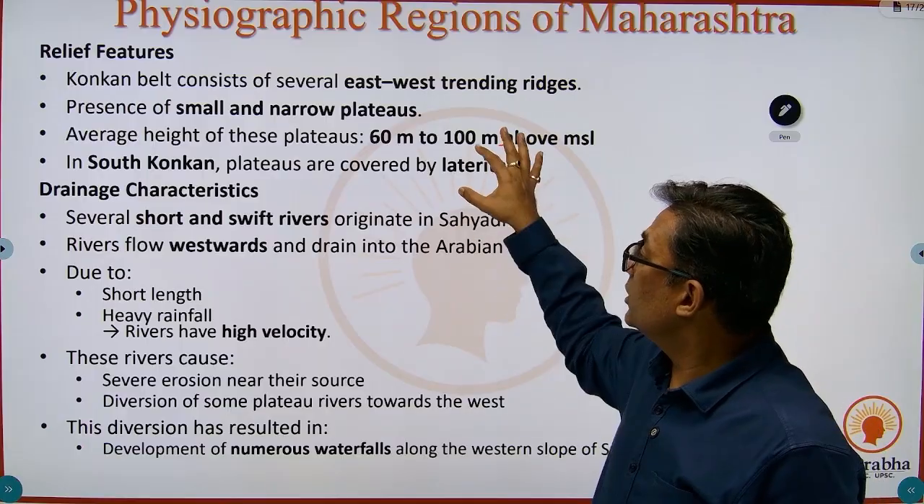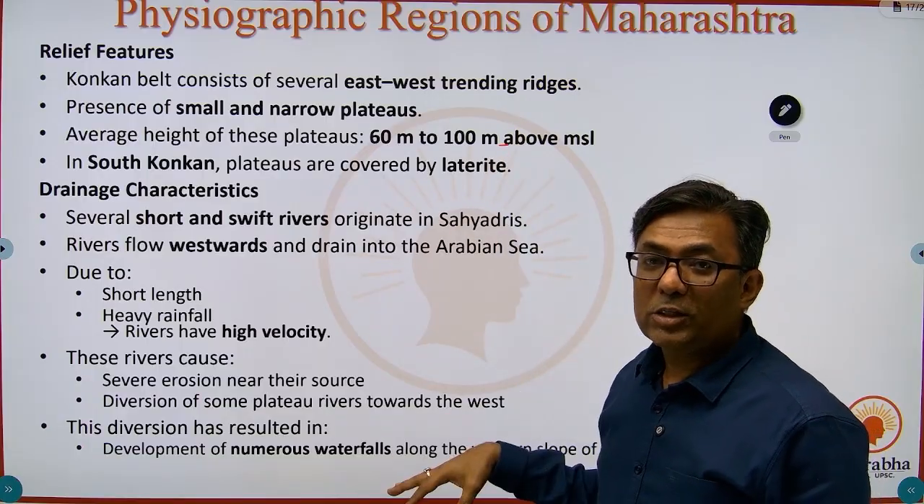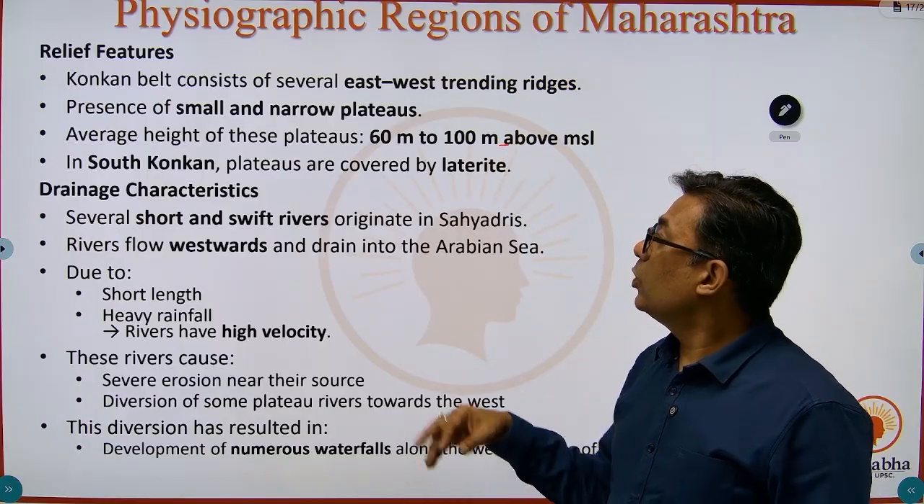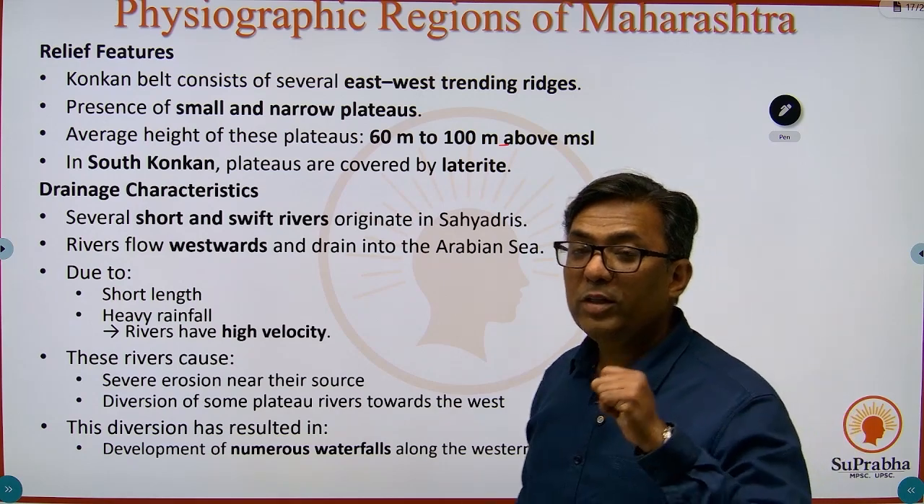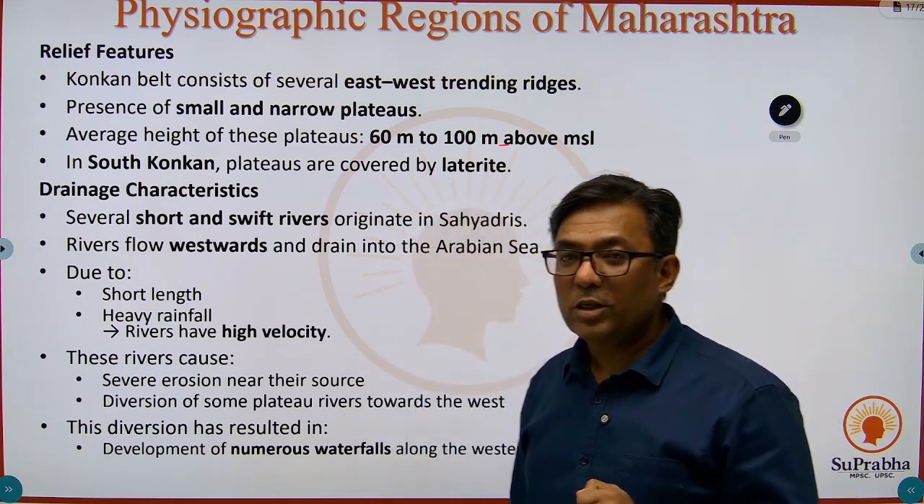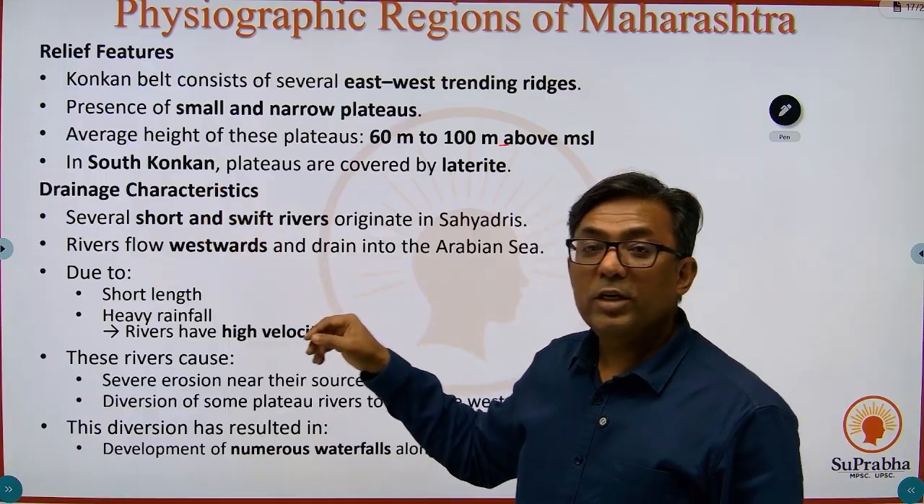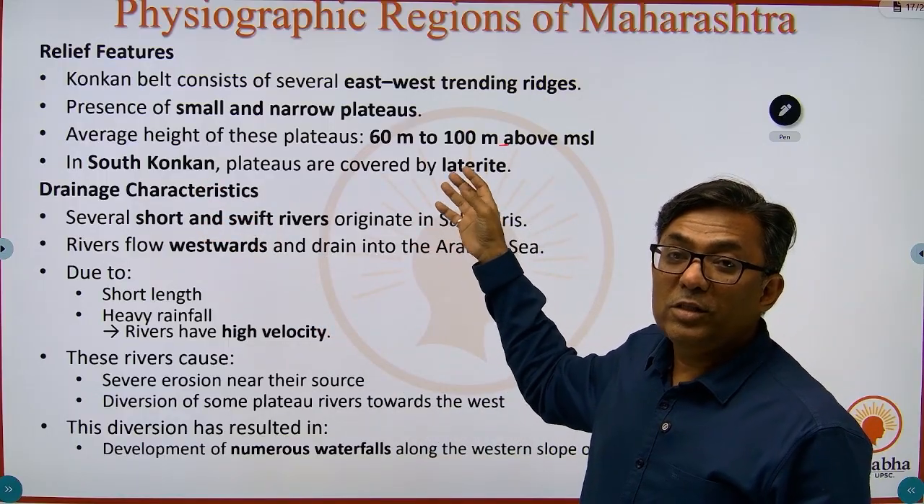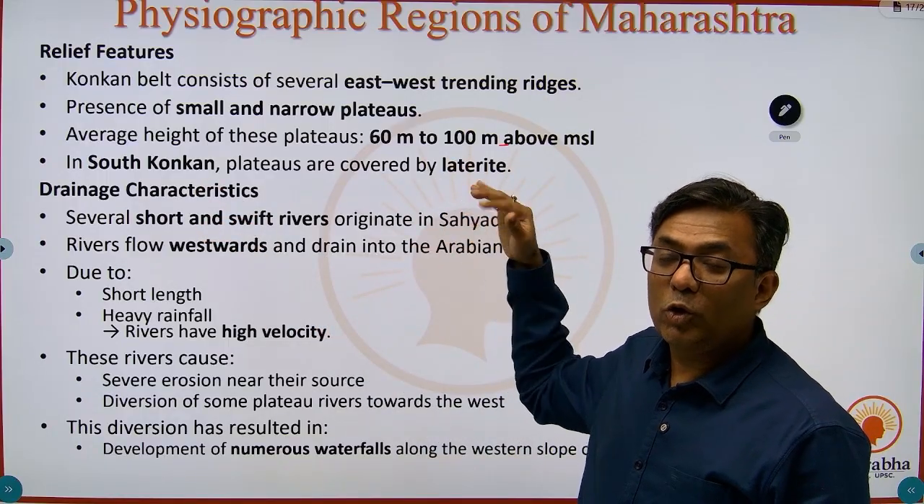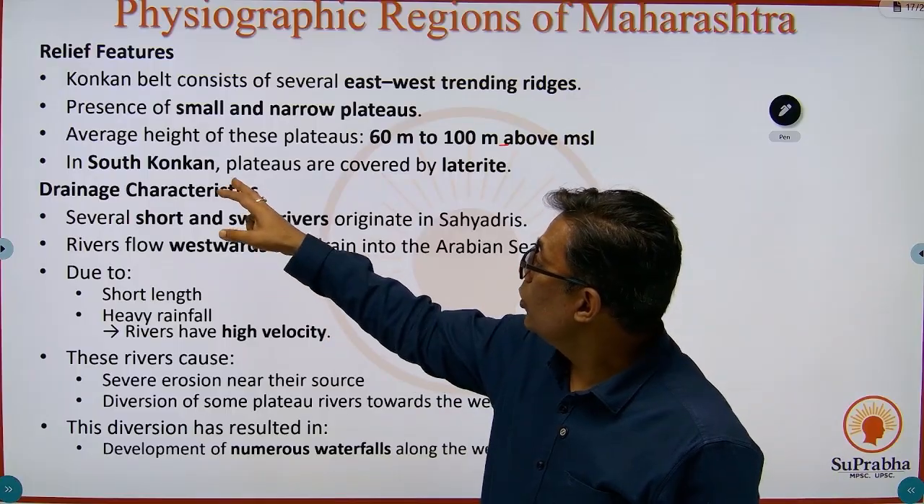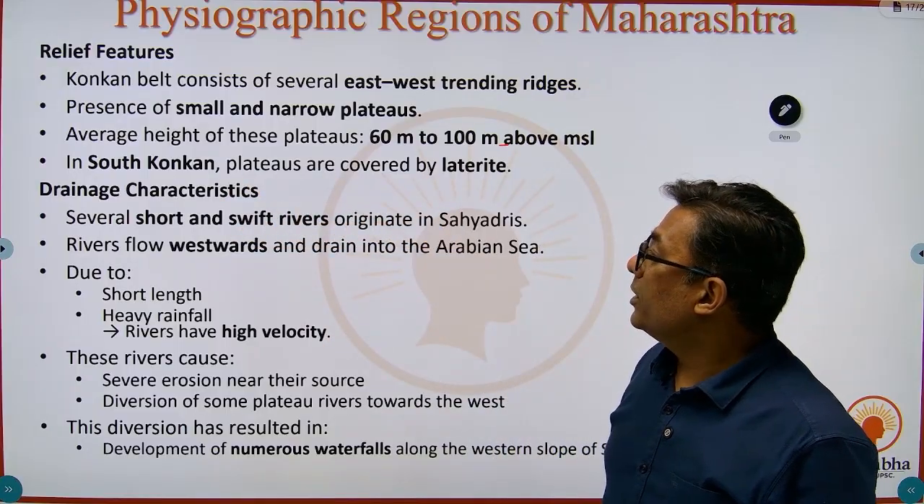Now this part we'll understand when we do the rocks of Maharashtra, that the South Konkan region has lateritic soils. Also, we have done the soils of Maharashtra. In soils of Maharashtra, if you remember, we have covered this part that the Southern Konkan region has red soil, which is a laterite soil. Northern Konkan soil is different. So, South Konkan plateaus are covered by laterite.